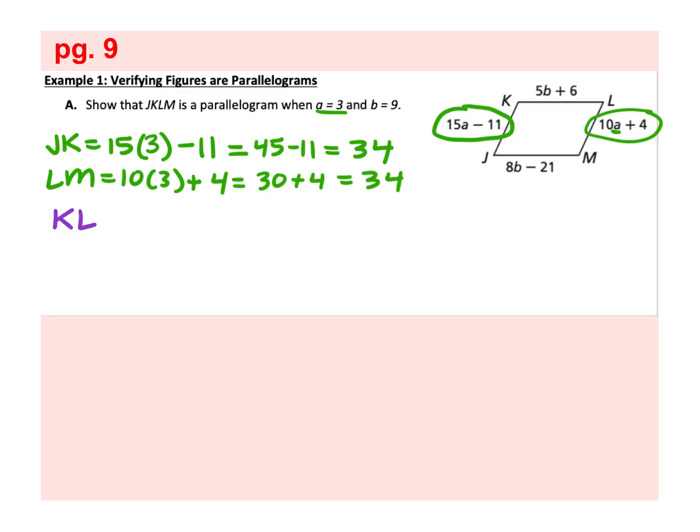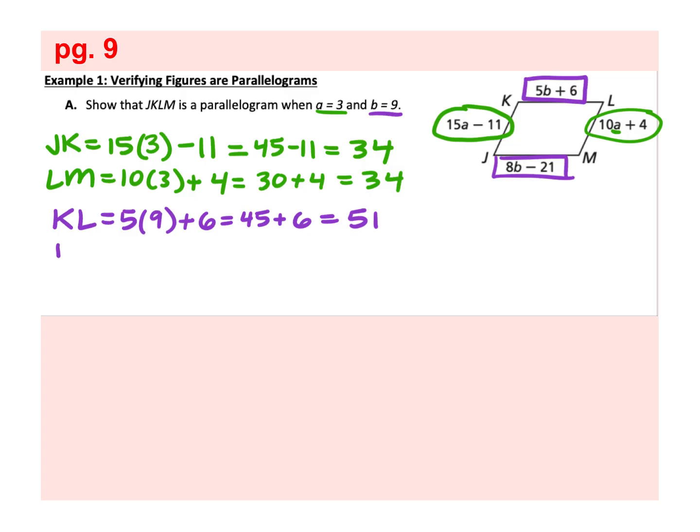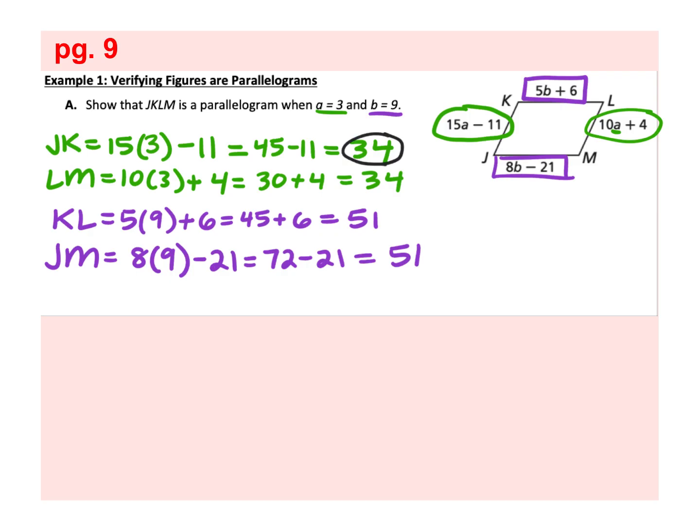So let's go with KL. This side up here, KL, is equal to 5B plus 6, and B is 9, so 5 times 9 plus 6. And when we do that, we can put it in our calculator or do it by hand here. We end up with 51. Similarly, I'm going to calculate JM, and JM is 8B minus 21, so that's 8 times 9 minus 21. You can put that in your calculator, and when you do that, you'll get 51. So now we have both pairs of opposite sides are congruent. These two are both 34.